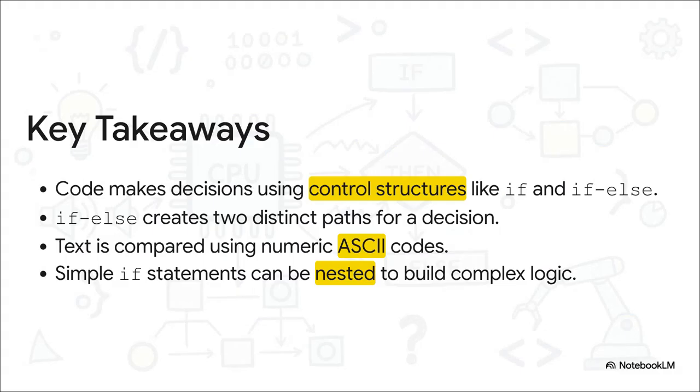All right, let's wrap this up. What do we learn? At the heart of every choice software makes, you've got these things called control structures. Basically, forks in the road. Our main tools are if for checking one condition and if-else for creating two clear paths. We figured out the secret to comparing text is that it's all just numbers underneath, thanks to ASCII. And maybe the coolest part is that we can stack these simple if statements together to build really complex logic.